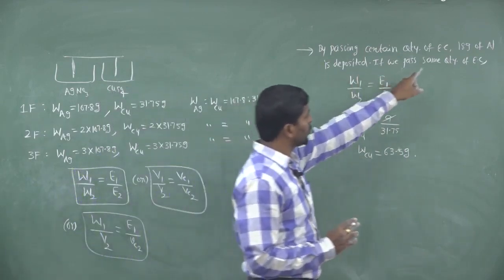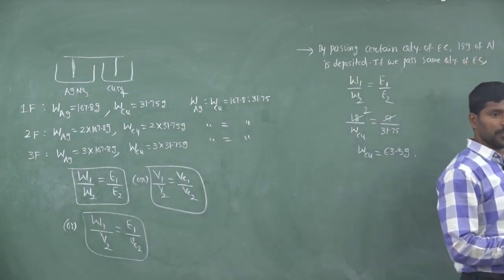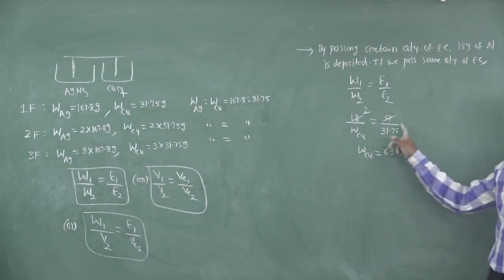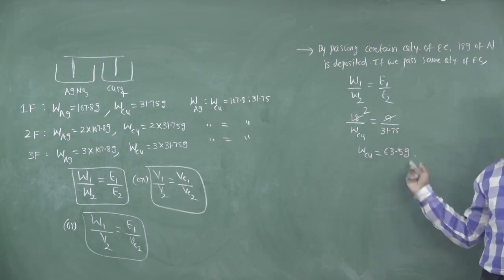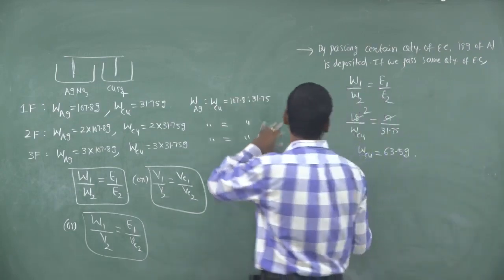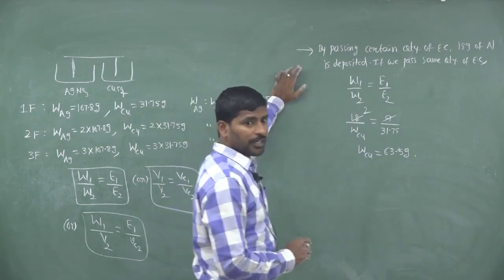Otherwise, here 2 equivalents of aluminum is deposited, means how many equivalents of copper will be deposited? 2 equivalents of copper will be deposited. 2 equivalents of copper means one equivalent weight is 31.75, 2 equivalents means 63.5. Directly we can calculate like that also. Next, write a similar type of question.